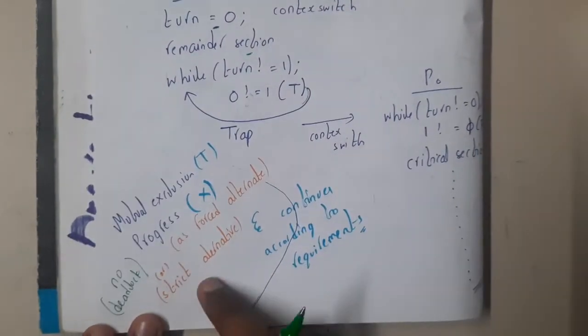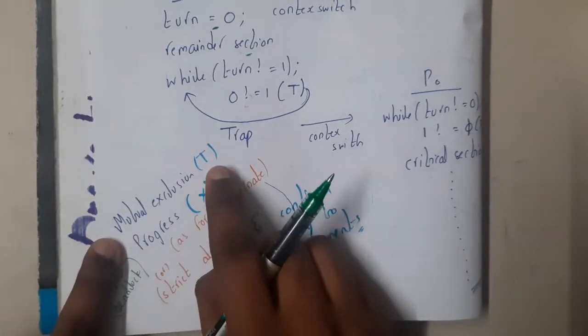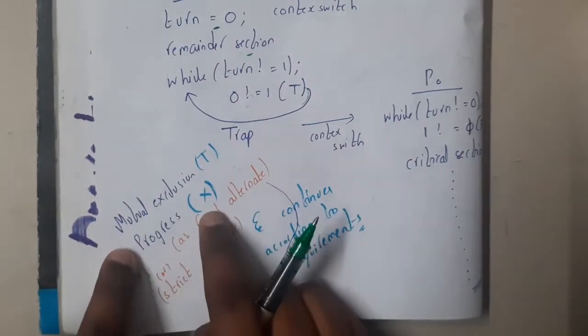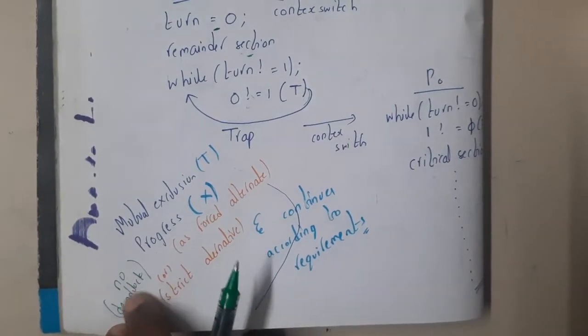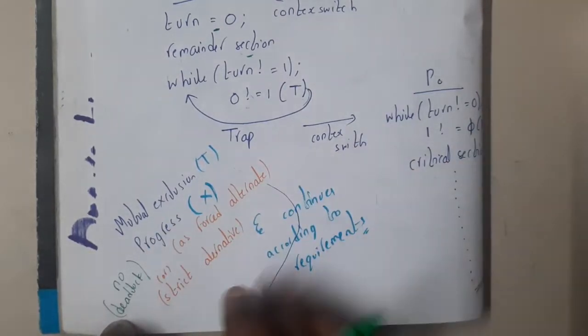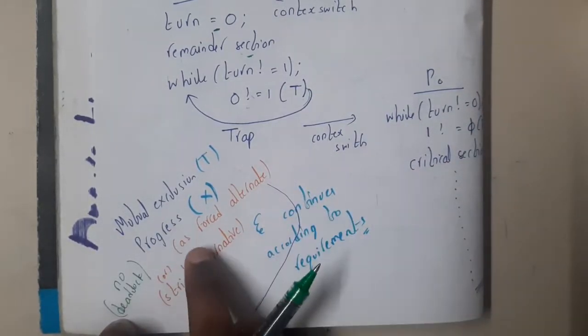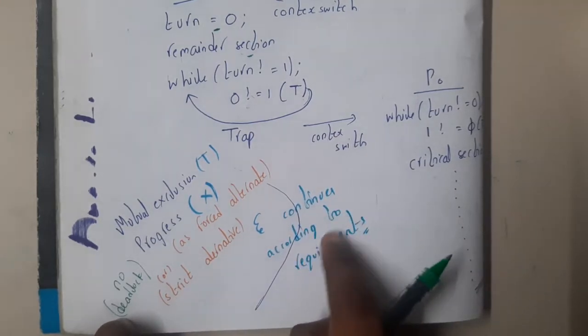So the final conclusion is that using this traditional turn method, mutual exclusion will be satisfied, progress will not be satisfied, and there is no deadlock issue. A deadlock issue is something like both of them cannot execute, a permanent lock. We'll be discussing it. Don't worry. It is a forced alternation, a strict alternation, and continues according to the requirements.